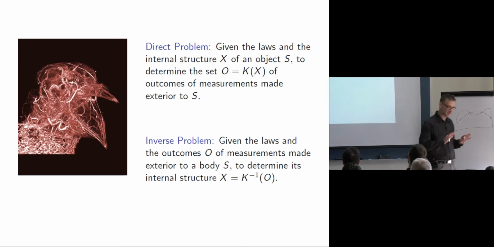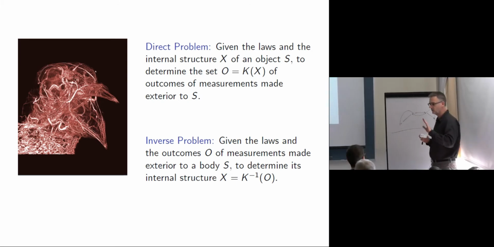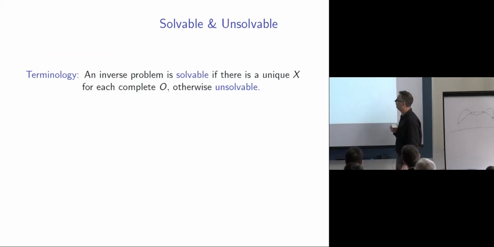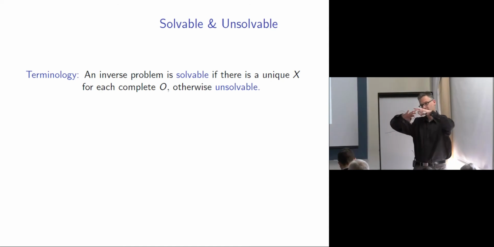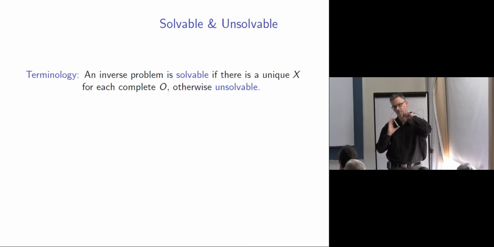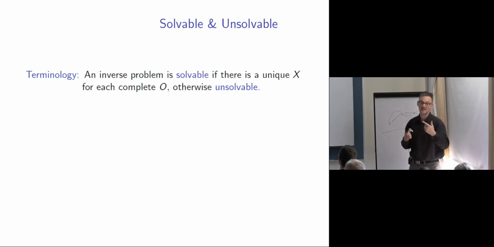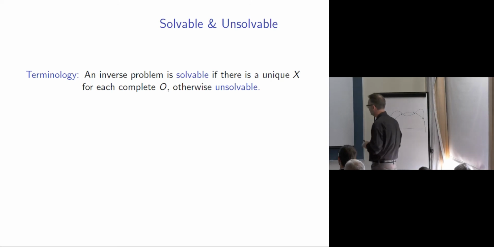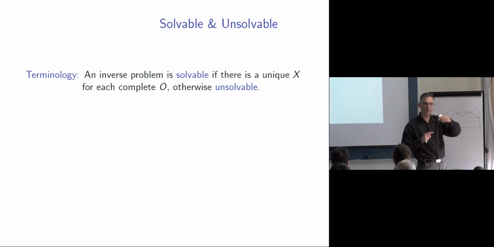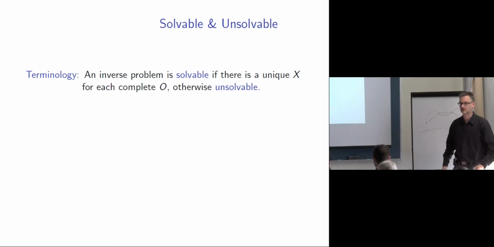So this is a piece of terminology that's a little idiosyncratic, but it will save time. I'm going to say an inverse problem is solvable if, given a complete data set collected exterior to the body, there's only one internal structure consistent with that data set. So this is saying that you have uniqueness for the inverse problem. I'm just going to call that solvable for convenience. Okay? I'm going to say it's unsolvable if, given a complete data set, sometimes there's more than one internal structure consistent with that data set.